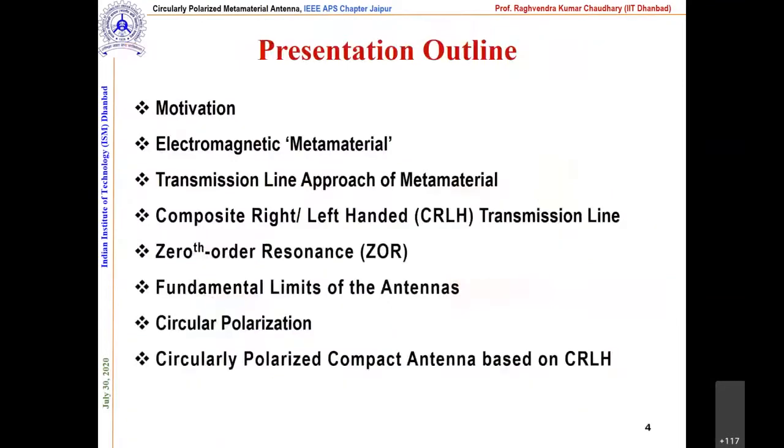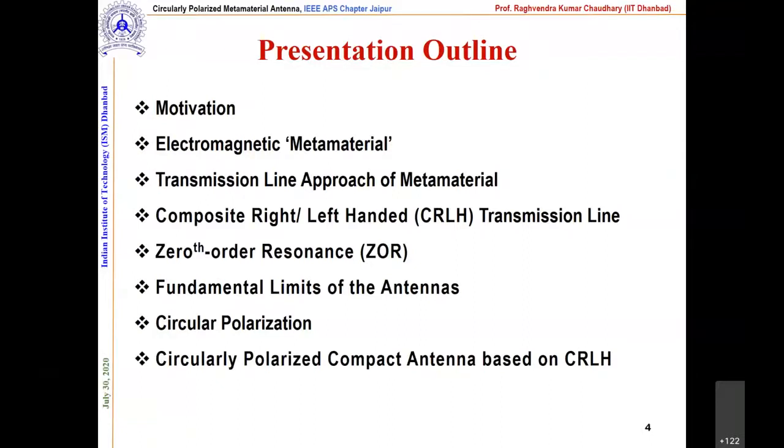In today's presentation, I will try to cover these contents. We'll start from the motivation. We'll learn what electromagnetic metamaterials are. Then we'll see the transmission line approach of the material. Most important, I'll discuss the CRLH transmission line, which is the composite right-left-handed transmission line. Then we'll see the property of CRLH, that is ZOR, zeroth order resonance. Then we'll discuss the fundamental limit of antennas, and we'll see what circular polarization is. Finally, I'll show you some of our findings, what we developed at IIT Dhanbad.